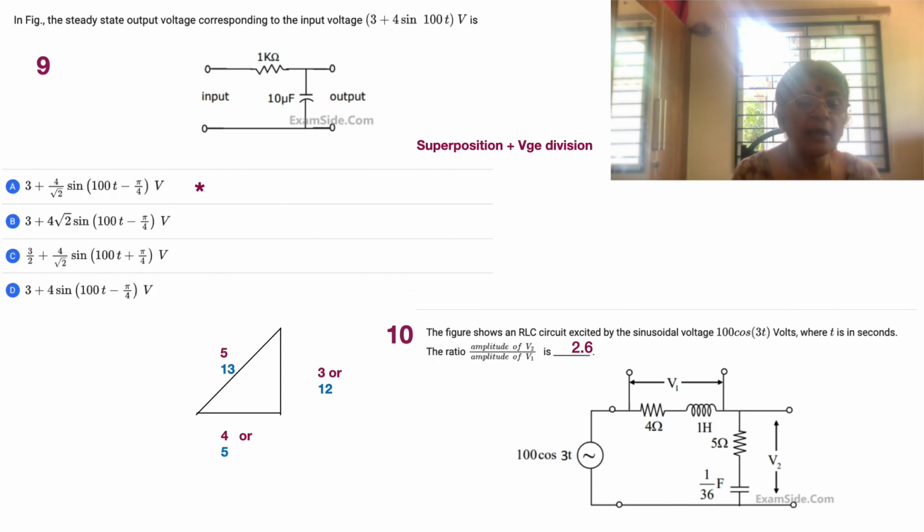So the totality of voltage available across the output is 3 plus 4 by root 2 sine of the same old 100t minus pi by 4 volts. Because we are using sine, we need not find the RMS value. On the other hand, the current would have been leading.